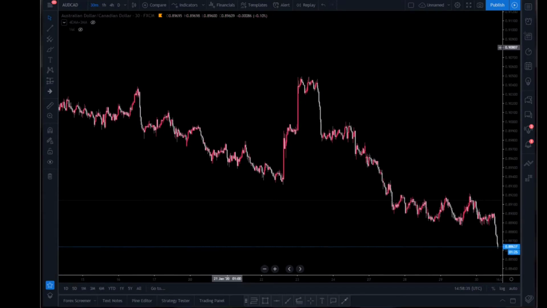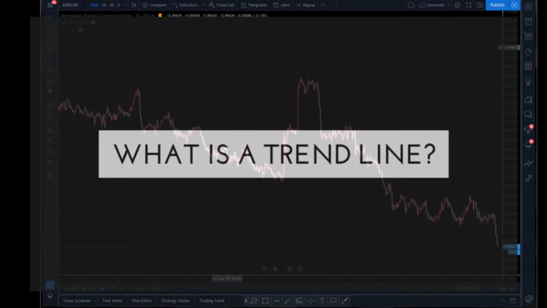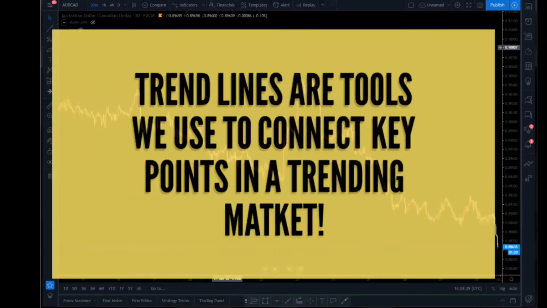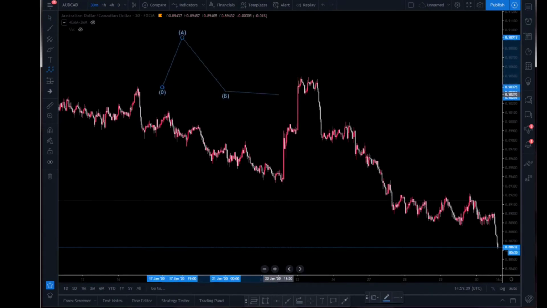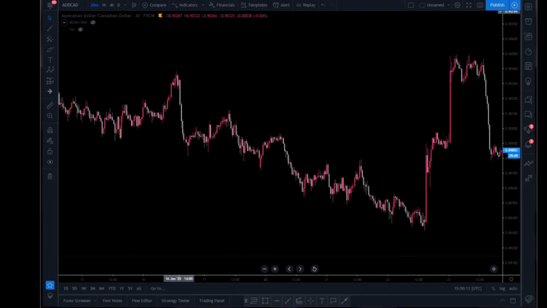So the question of the day is, what is a trend line? Trend lines are tools we use to connect key points in a trending market. Key term there is trending, because remember, the market is only going to move one of three ways: up, down, or sideways. It doesn't really change too much from there. That's all you get. You get up, down, and sideways. That's it.